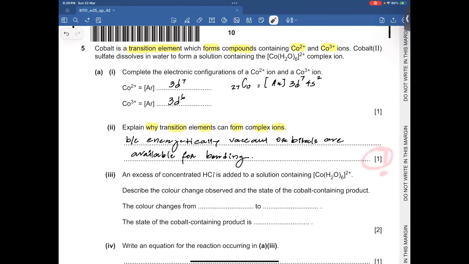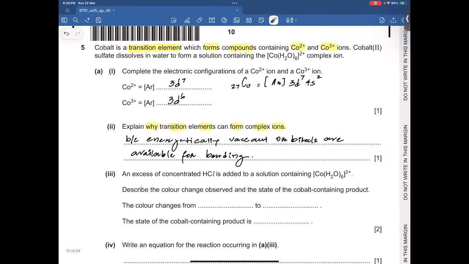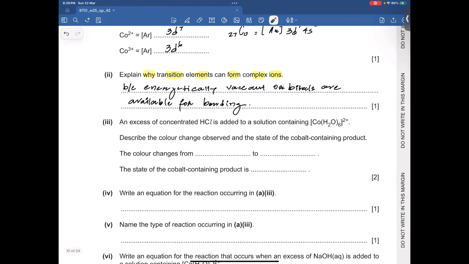It's a 1 mark part, so you can write vacant d orbital also, no issue. You can write vacant d orbital also, instead of showing s and p, there is no need.